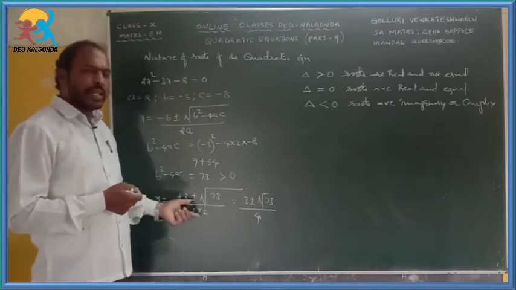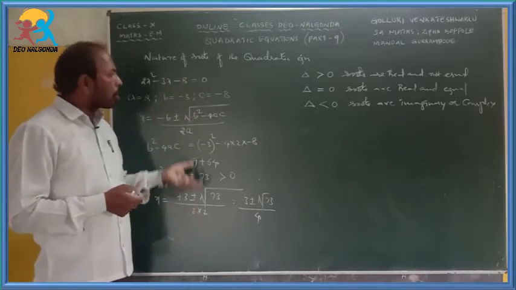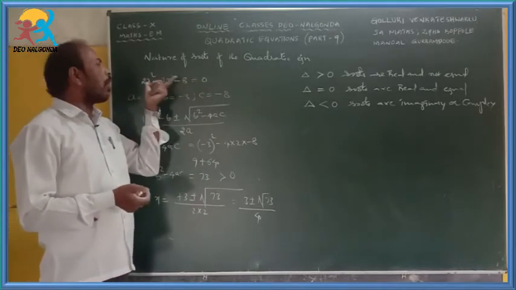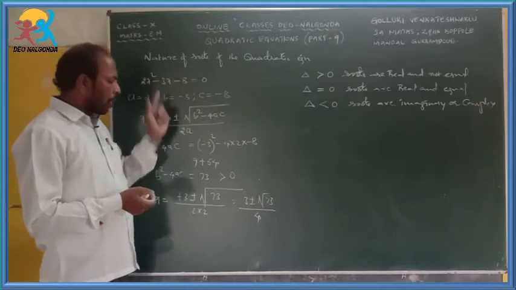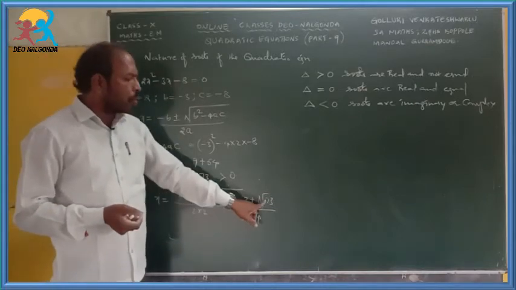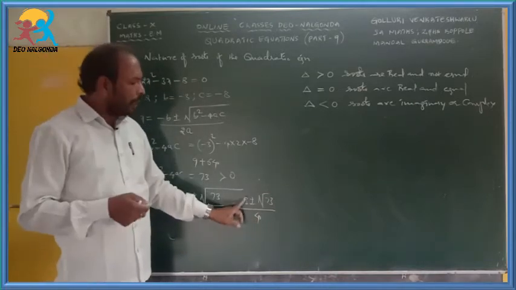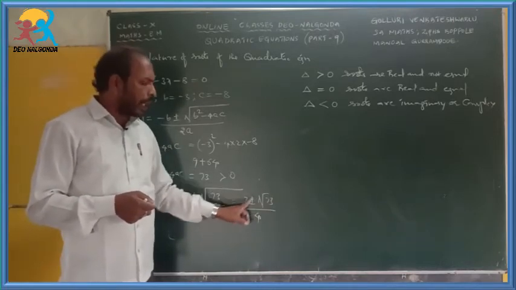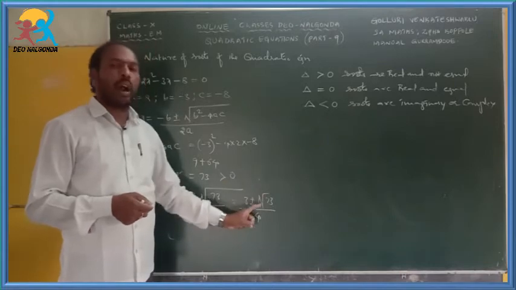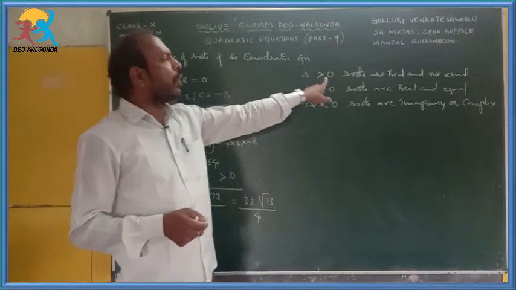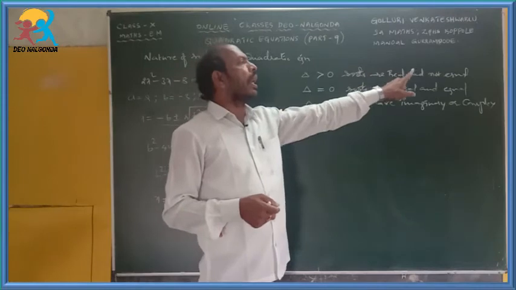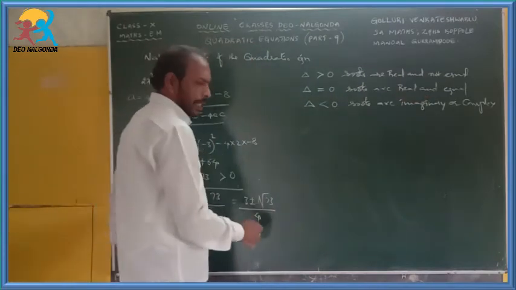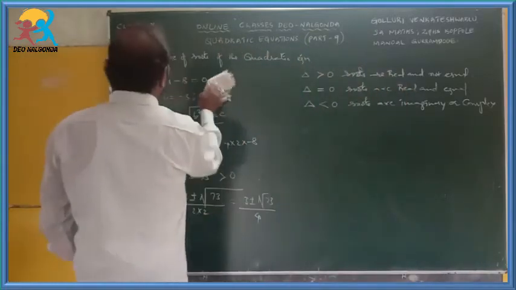I solved the problem and compared it so that it is easier for you. According to the formula, 3 plus root 73 by 4 is the first answer and 3 minus root 73 by 4 is the second answer. It has two real roots but both are not equal. If the discriminant value is greater than 0, then roots are real and distinct, not equal. So now let us look at another case, in the second case.